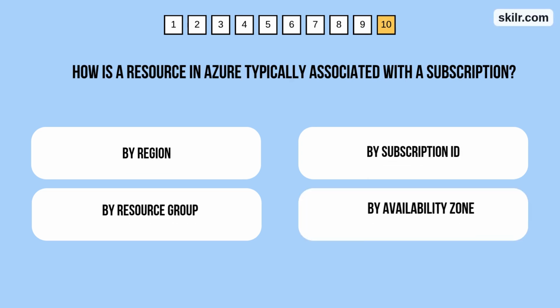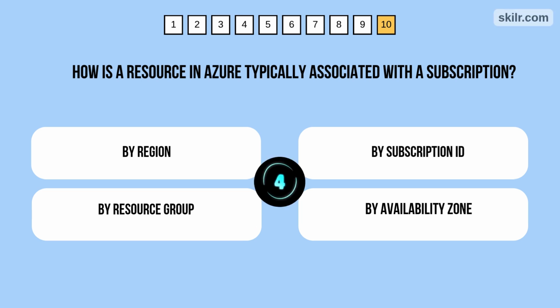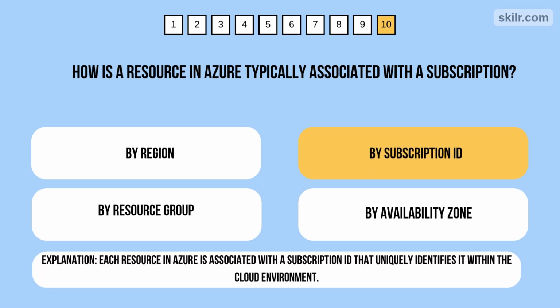How is a resource in Azure typically associated with a subscription? The answer is by subscription ID, as each resource in Azure is associated with a subscription ID that uniquely identifies it within the cloud environment.